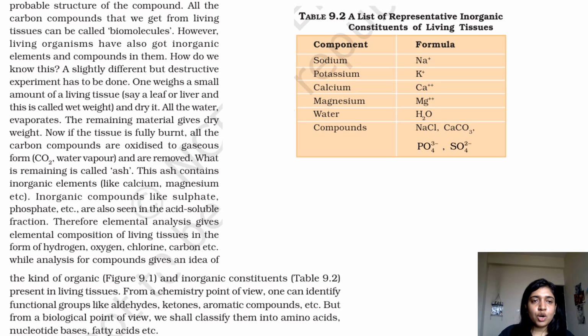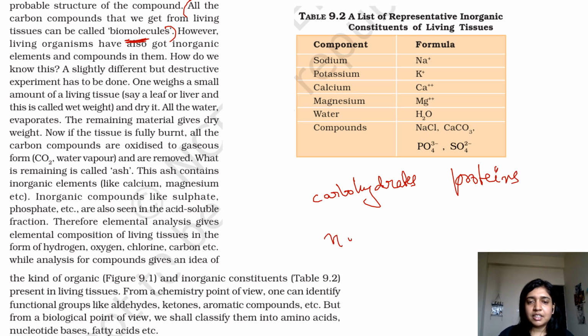All the carbon compounds that we get from living tissues can be called biomolecules. So what all comes under biomolecules? When we're talking about carbohydrates, it has carbon, right? Then when we are talking about proteins, it also has carbon. When we're talking about nucleic acids, it also has carbon. When we're talking about lipids, that also has carbon. So these are your biomolecules, right?